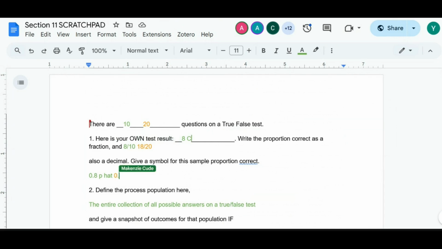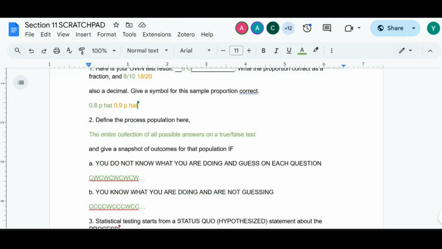20 questions, and you get 18 correct. Okay, that's okay. All right, you got 18 correct. That is 0.9. Good. And actually this one, the answer is the same, right?